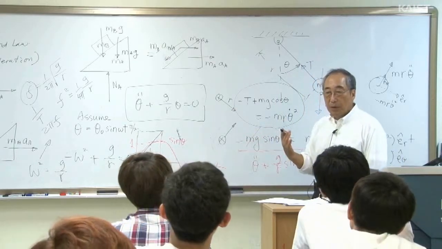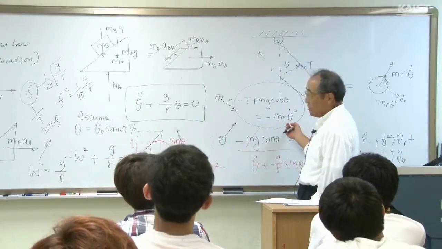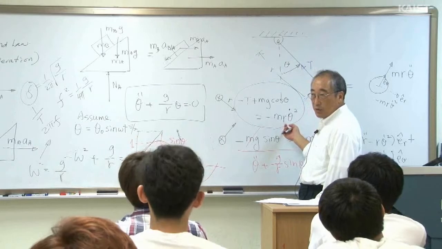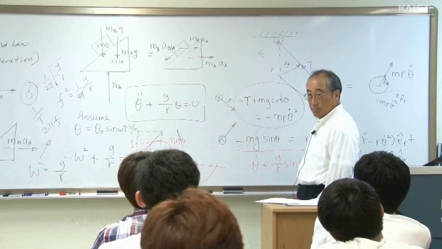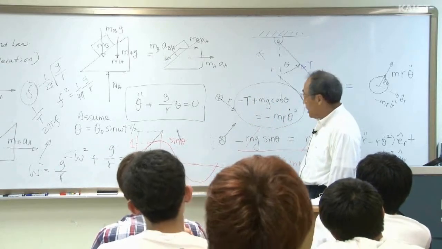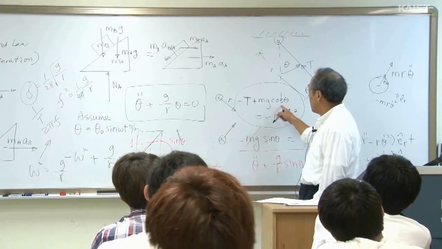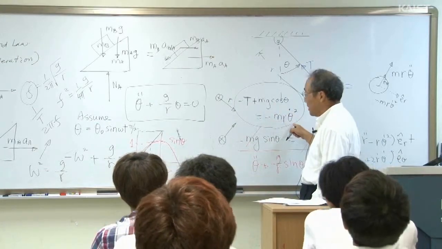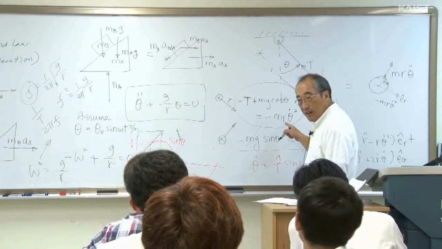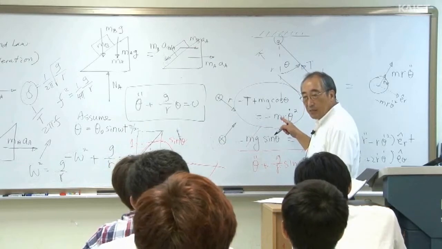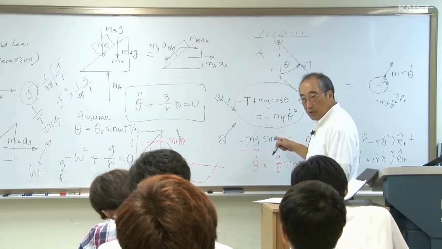Depending on the problem, depending on the question you have, sometimes you have to solve this, or sometimes you don't have to solve this. What about the T? What is the tension? When will the tension be the largest? Tension is equal to mg cosine theta plus mr theta dot squared. That means tension would be very large when theta dot hits the maximum.